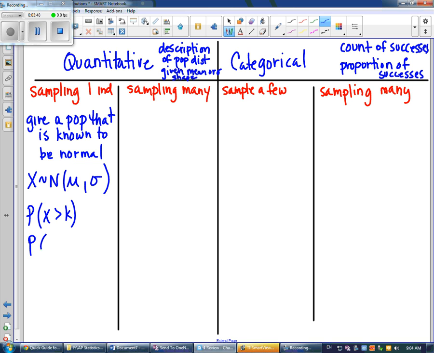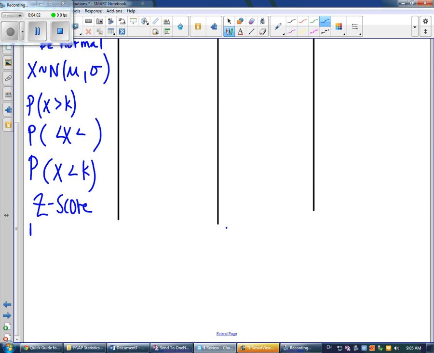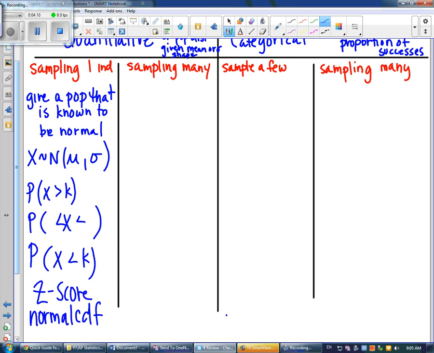You can find the probability that X is between two values. You can find the probability that X is less than a value. Just don't forget to calculate your z-score. And this is basically just using the normal CDF that we've been using all year. You don't have to do any kind of conversions with the mean or the standard deviation if you know that the population is normal. Just remember that X represents a single individual, single item or person.